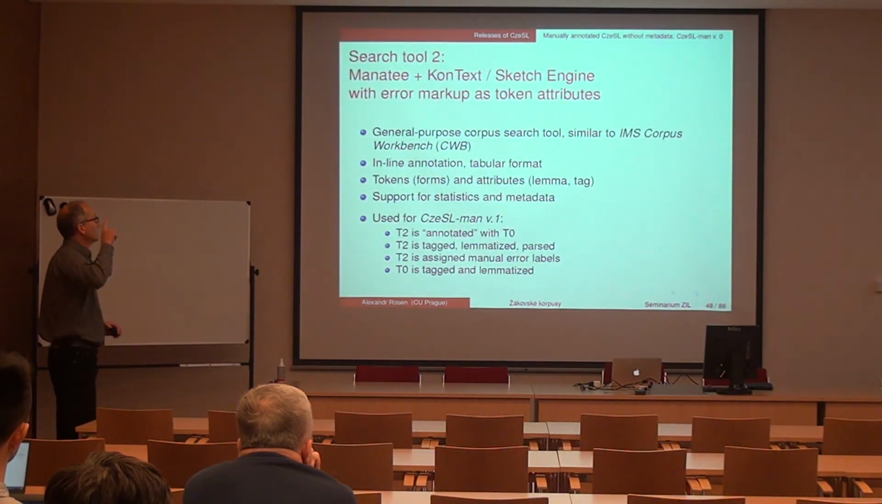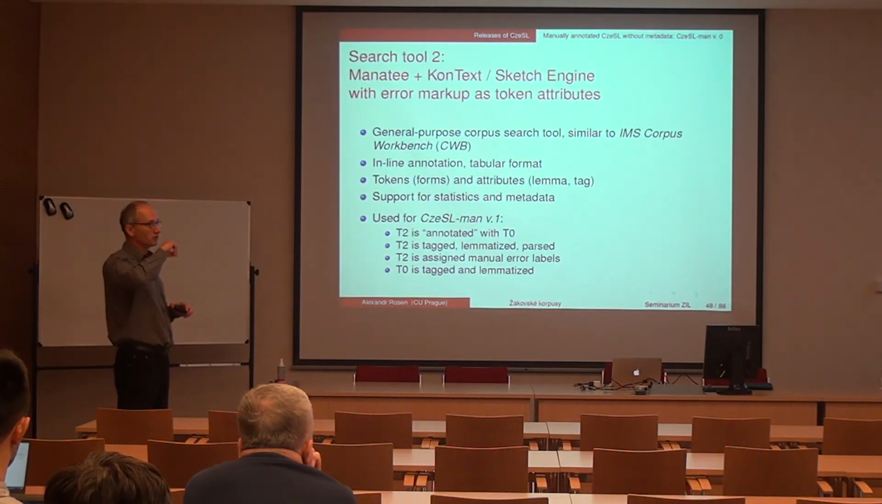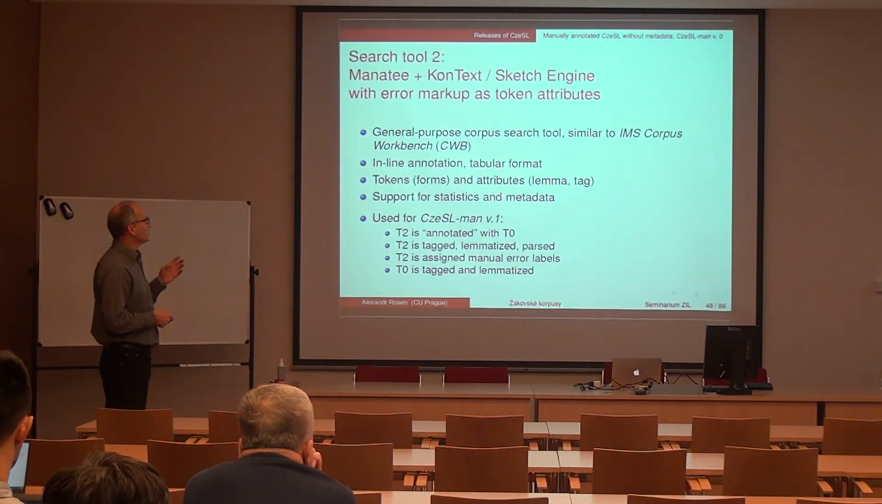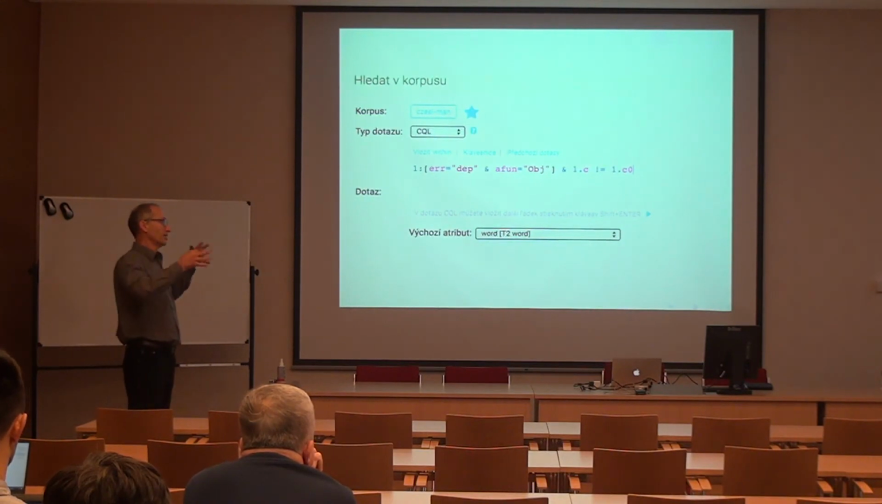Now, if you go to the Manatee plus context, the search engine I told you about on Monday, it has also its limitations, but it also has something in addition. It's something I told you already. Here actually it is the manually annotated part of Czesol, and it's based on this corrected text, and you can do something like that.